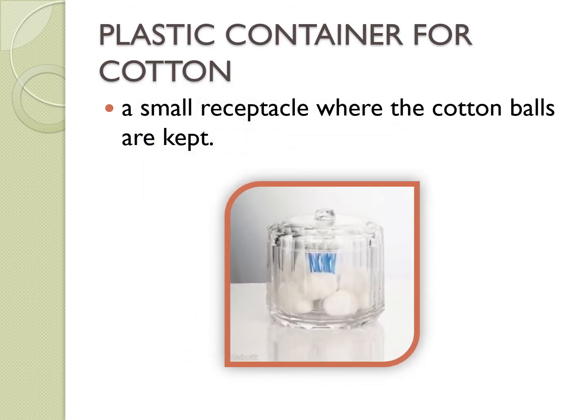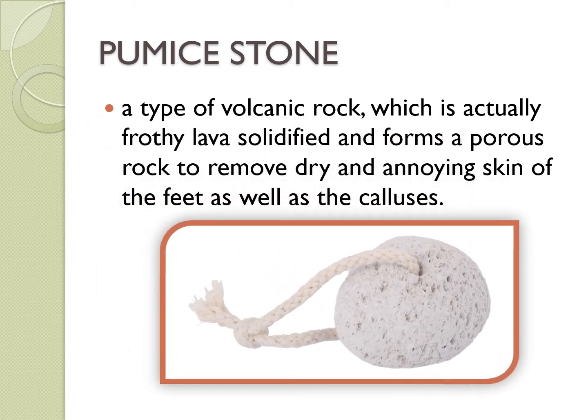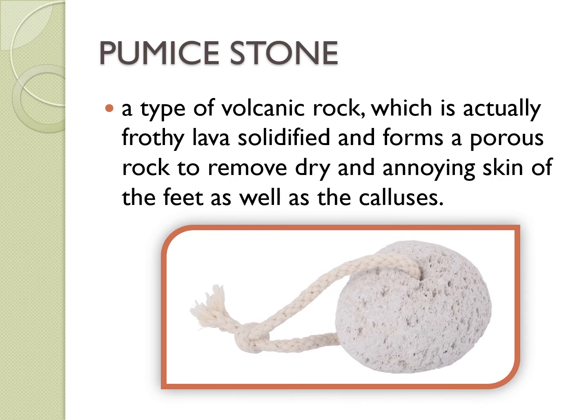That will be the plastic container for cotton. Then, the pumice stone. It is a type of volcanic rock which is actually frothy lava solidified and forms a porous rock to remove dry and annoying skin of the feet as well as the calluses. That rock is called the pumice stone.